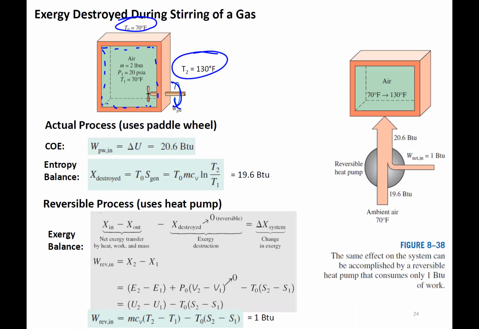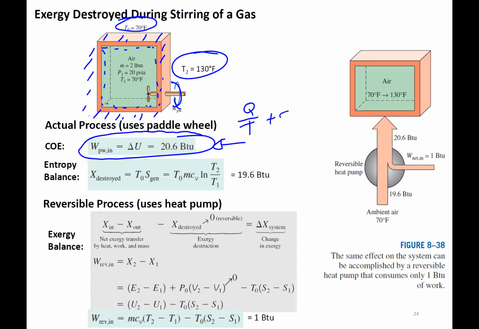So if we do our COE, it shows right here, there's no heat transfer. This is well insulated, so there's no heat transfer, and we're just putting in work. There's no boundary work; it's not expanding or contracting. So we just have delta U, which we can get, and that's 20.6. If we do our entropy balance, again, there's no heat transfer, so Q over T plus S gen for our closed system equals delta S. With no heat transfer, S gen is just equal to delta S.